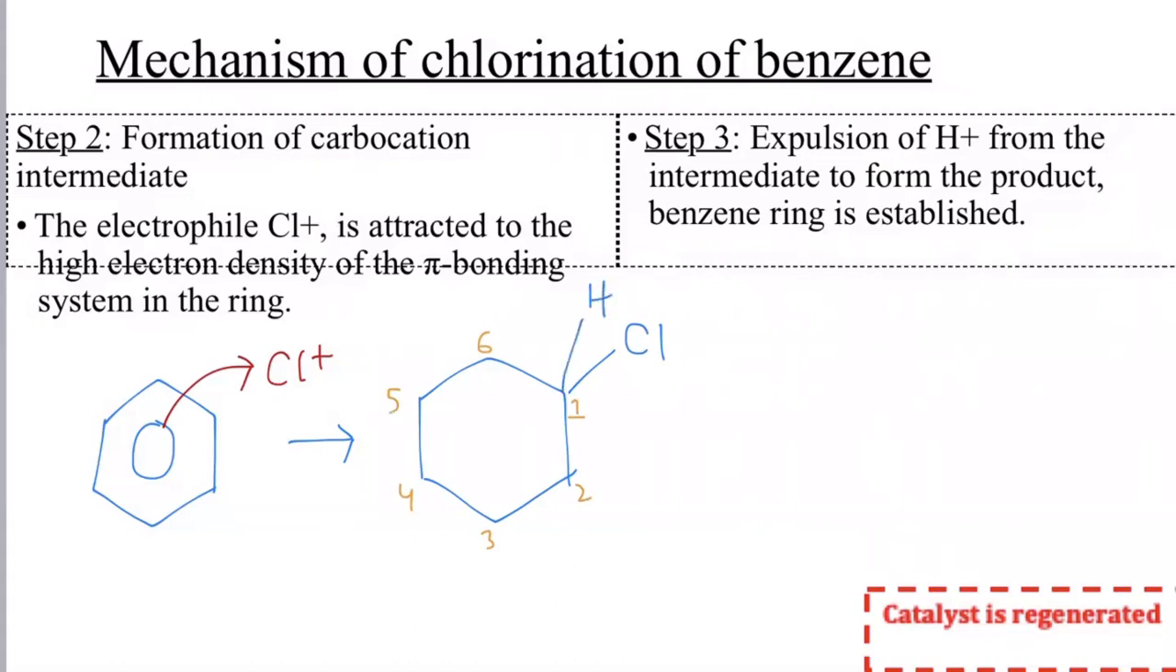Okay, now on that carbon where the chlorine is sitting, carbon number 1, there is also a hydrogen. This should be red. Okay. Now, since your chlorine, your electrophile sits on the first carbon, your delocalized system is only between carbon number 2 to carbon number 6.